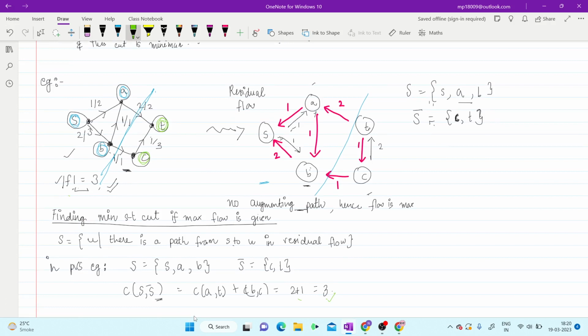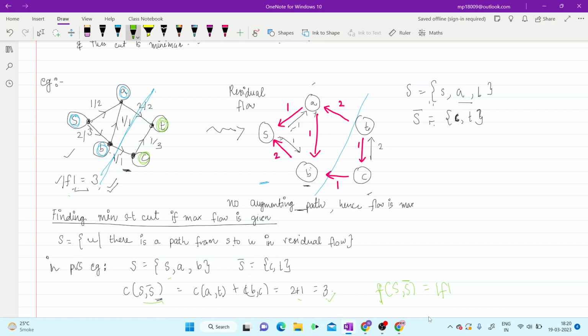So from our lemma 3 we can conclude that, if the capacity is this, and we already know from lemma 2 that the net flow always comes out to be the flow value, then this is indeed the minimum cut. So given a maximum flow, what is the procedure to find the minimum cut?